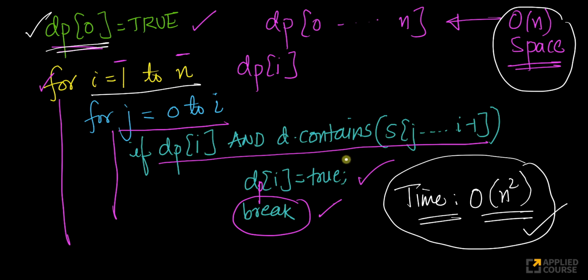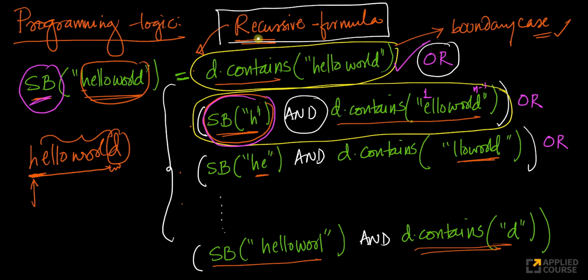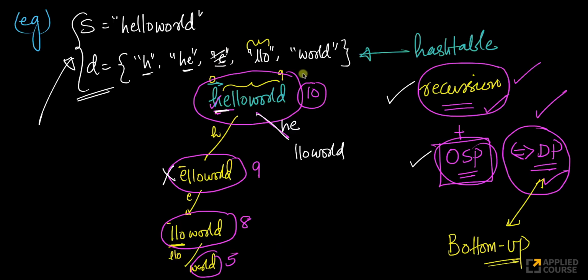So the only two important aspects here are the trickiness in constructing the recursive formula. This is one of the tricky aspects. The other tricky aspect is to come up with good examples to recognize recursion and overlapping subproblems here. That's all.